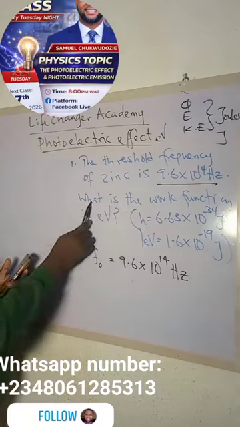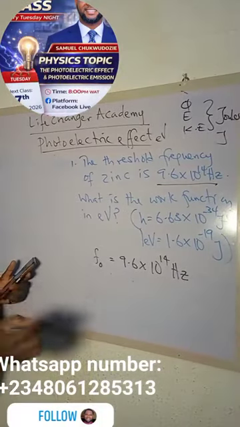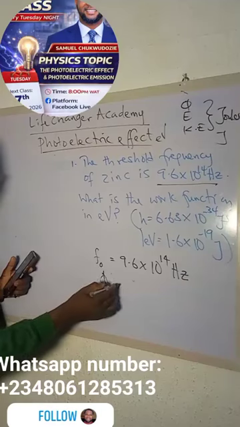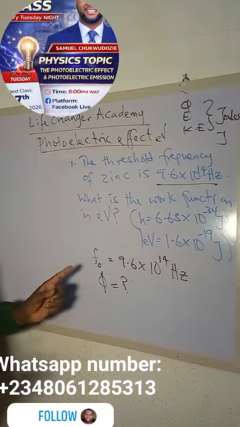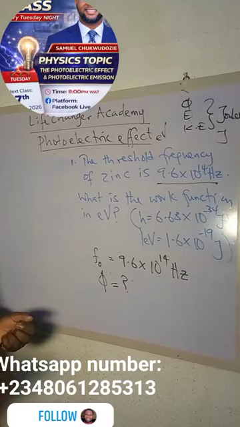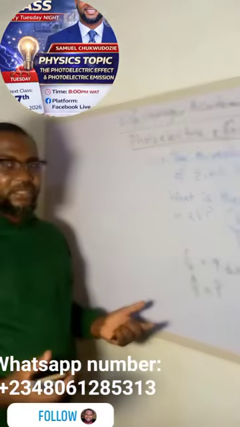Now it asks, what is the work function in electron volts? So we are looking for the work function. This is what we are asked to find, and all that we are given is the threshold frequency. Based on this question, I think we have all the information we need.